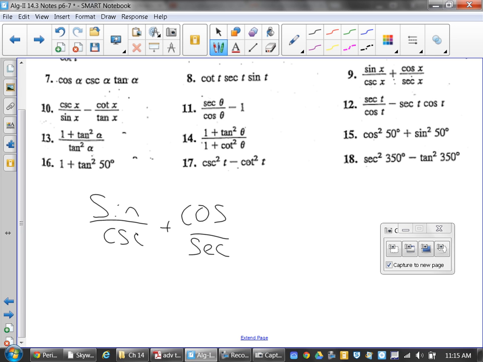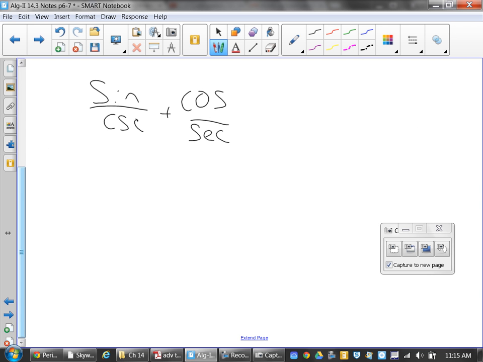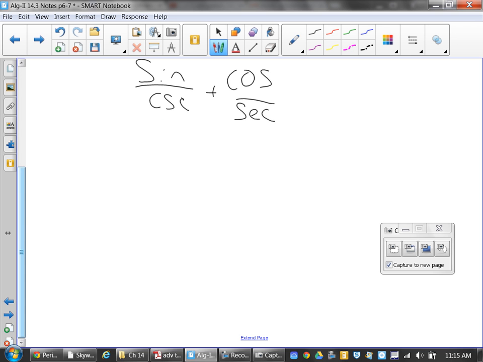When I see fractions, a lot of times what I'm going to do is, first I look at it and say, hey, can I simplify something out of it, or should I try to get a common denominator? In this case, I notice that I have sines and cosecants, cosines and secants. Aren't they inverses of one another? Yes. So what I'm going to do is just rewrite each part. So you have sine times 1 over cosecant plus cosine times 1 over secant. I'm just splitting it apart.